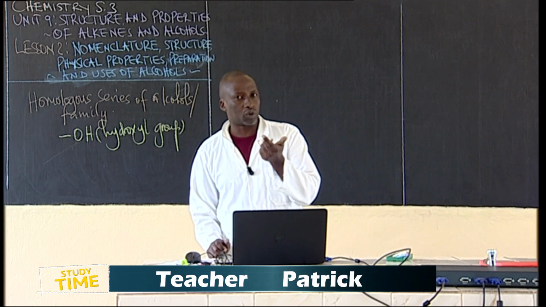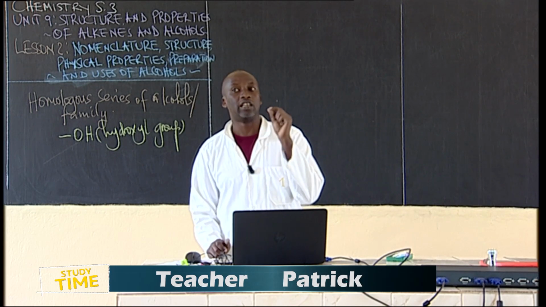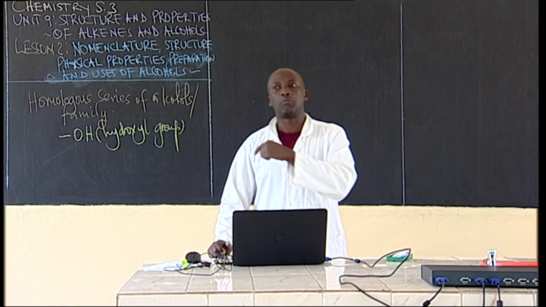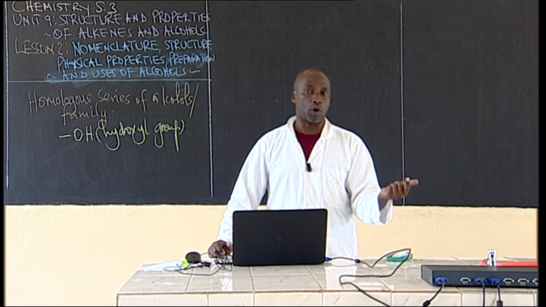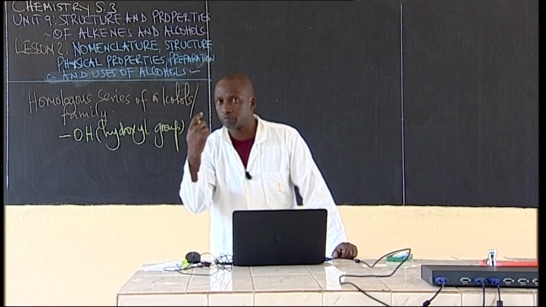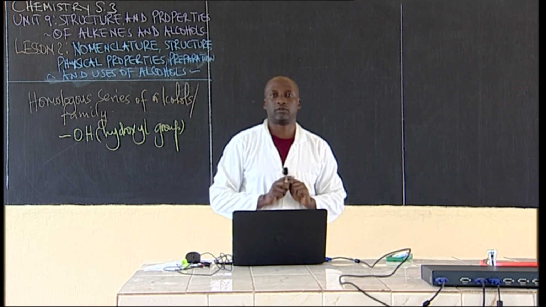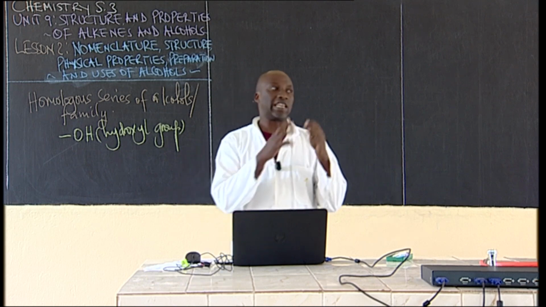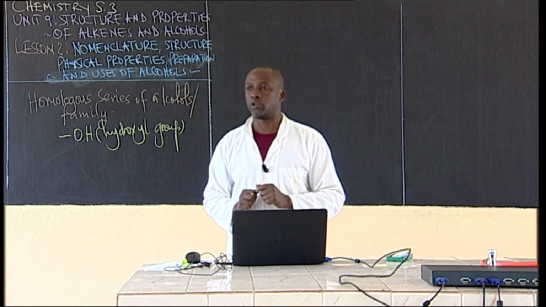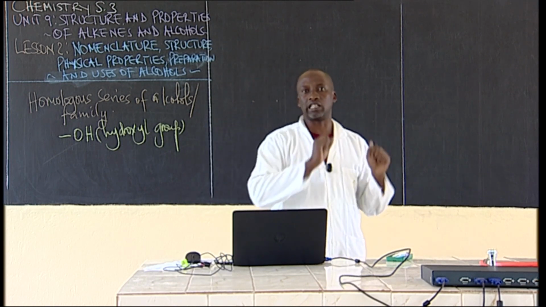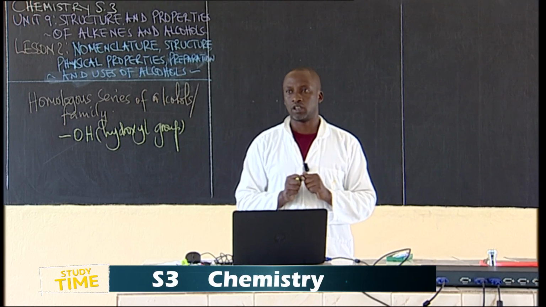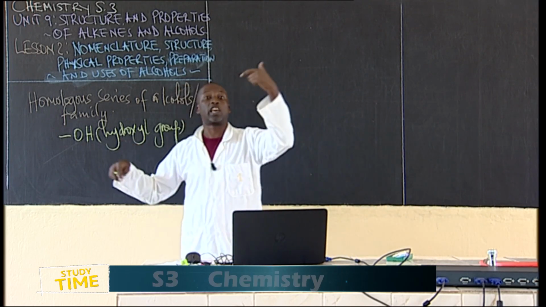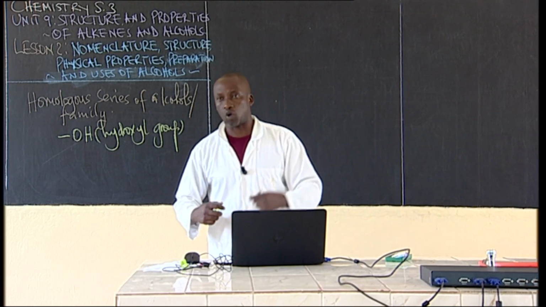You remember what we talked about the functional group? We said a functional group can be a double bond, or a triple bond, or an atom, or group of atoms that determine the chemical behavior of a certain group of compounds, a certain homologous series of compounds. So this is the OH that will determine the chemical behavior of these compounds.